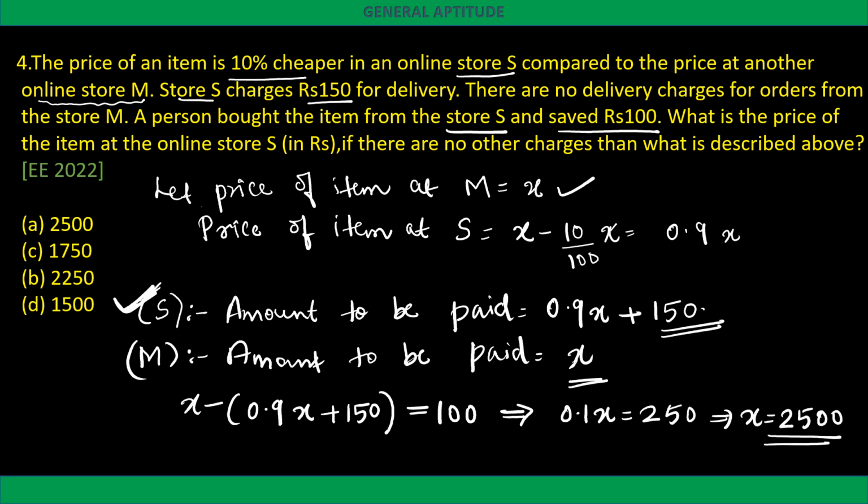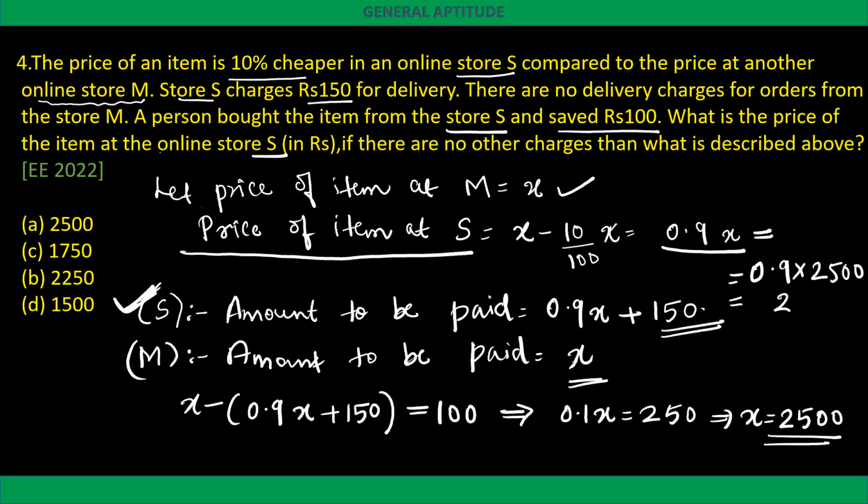Now what is to be found? What is the price of the item at online store S? The price of the item at online store S is 0.9x. So what is x here? X is 2500. So this is 0.9 into 2500, that is equal to 2250. This is the final answer. This is the right option.